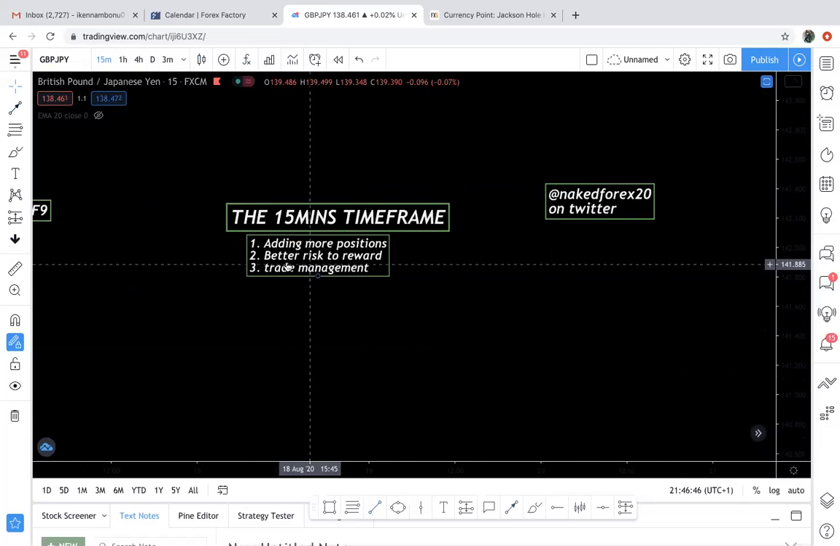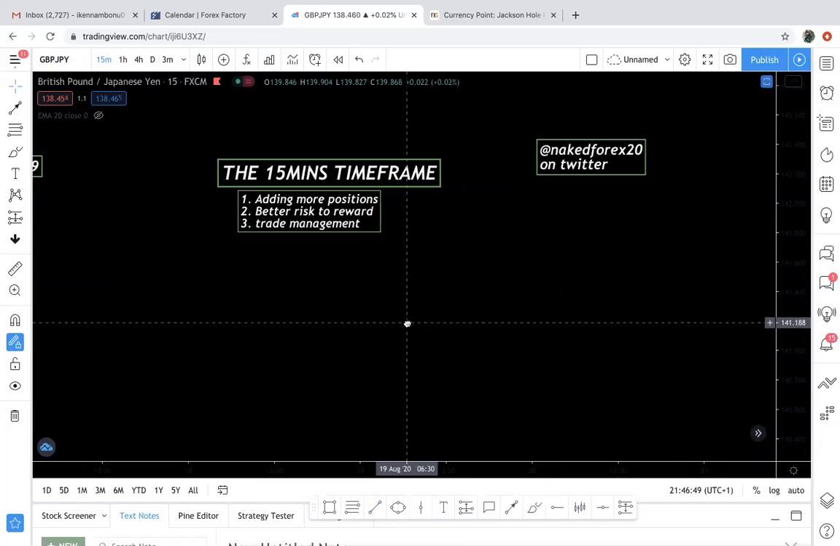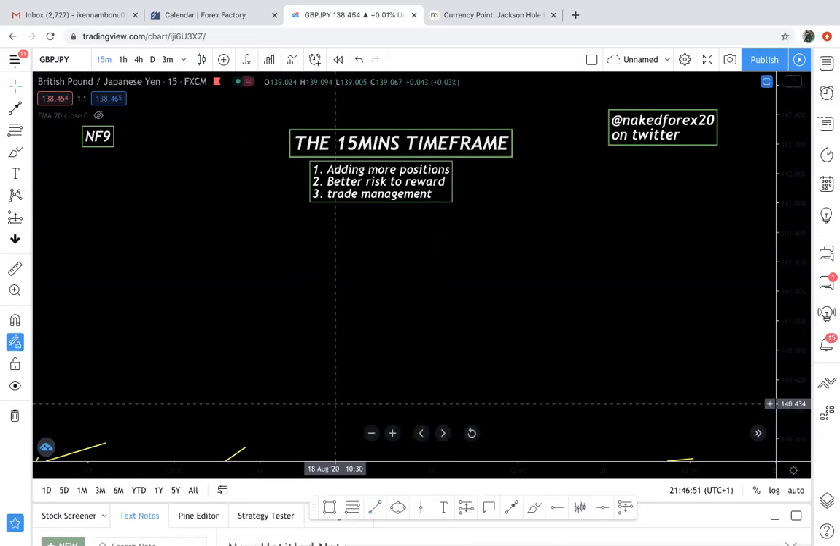And another one is for better risk to reward ratio. Okay, so we get a better risk to reward in terms of placing our stop loss.